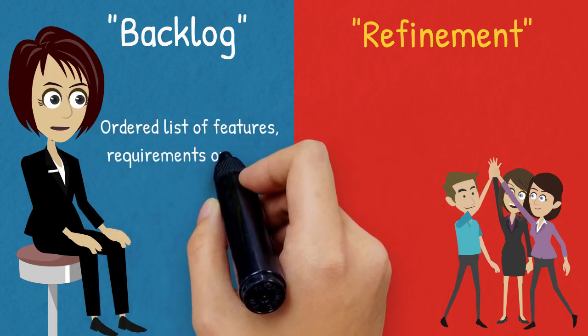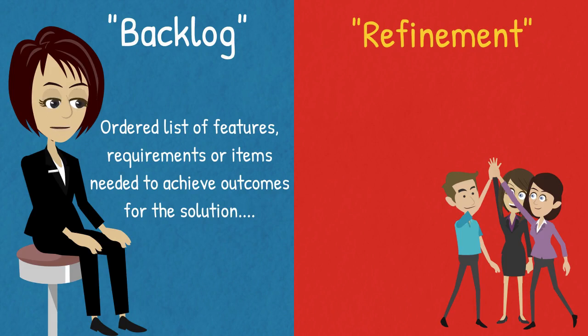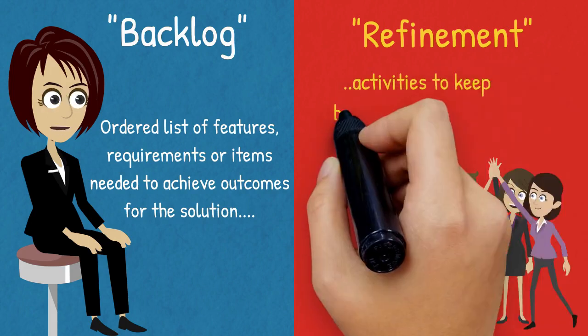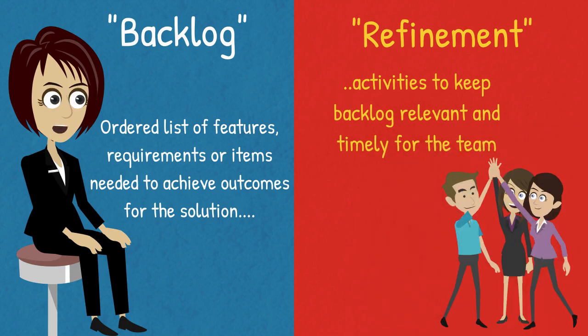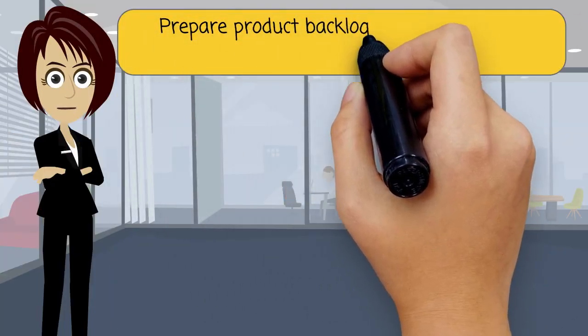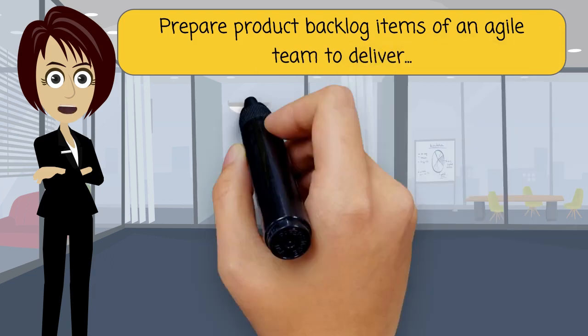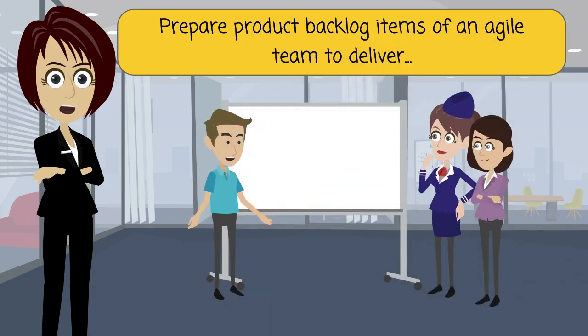The backlog is an ordered list of features, requirements, or items needed to achieve the outcomes for the solution. Refinement refers to the activities to keep the backlog relevant and timely for the team. Backlog refinement is a continuous technique used to prepare product backlog items for an Agile team to deliver. This is frequently done in preparation for a planning workshop.